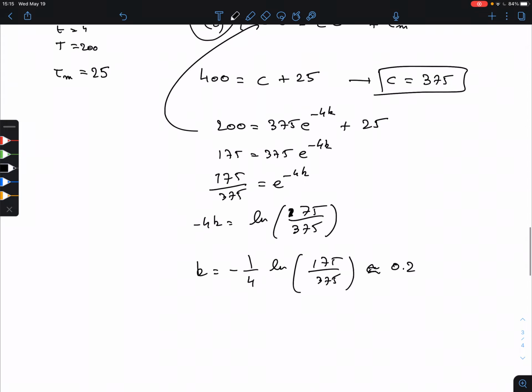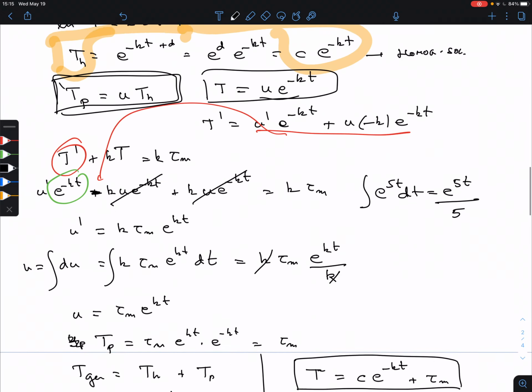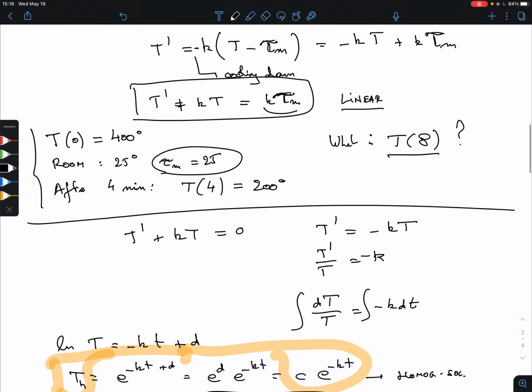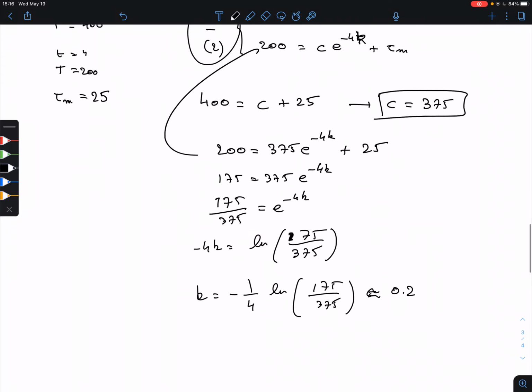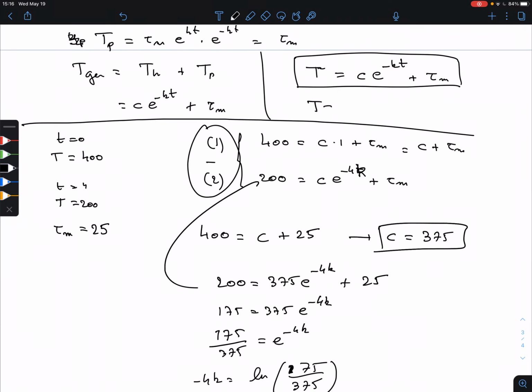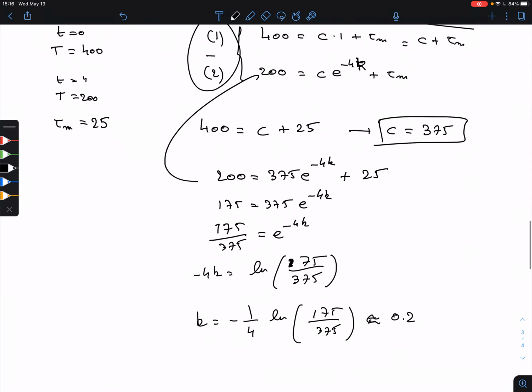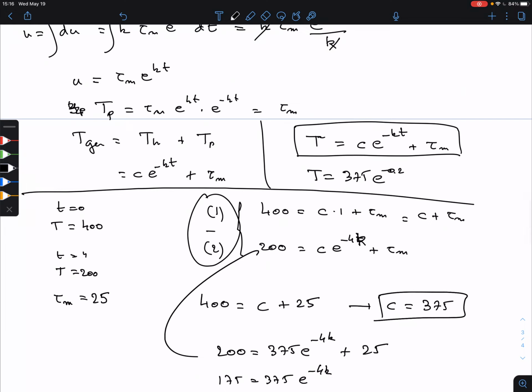So the question now, remember what was the question? What happens at time 8? Let's write down what we know. We have our equation here, but we know a little bit more now. We know that C is 375. We know that k is 0.2, so minus 0.2t, plus tau m, which we know is 25. Now we just plug in t equals 8. Well, let me not work that out. I know the outcome here.